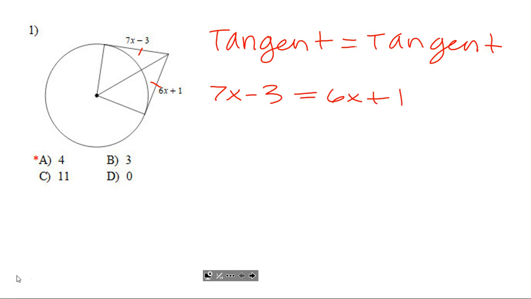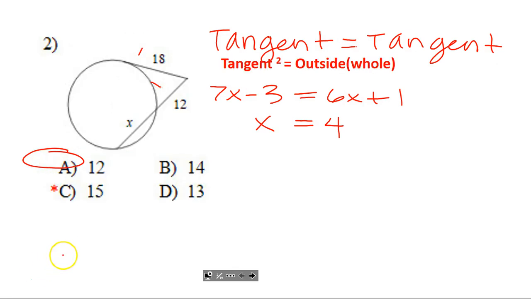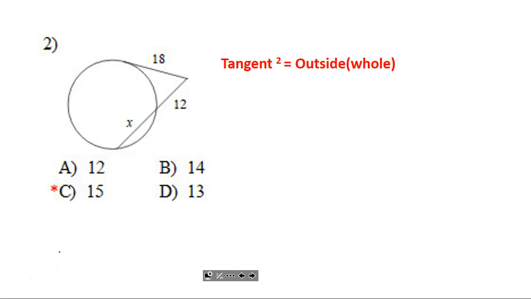Going to subtract 6x from both sides. That gives me x over here. Going to add the 3 to both sides, so that gives me 4. So x is equal to 4. That was number 1. Number 2, here the property was tangent squared equals outside times whole.